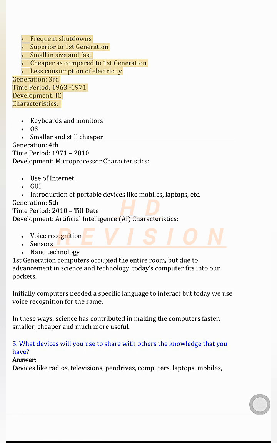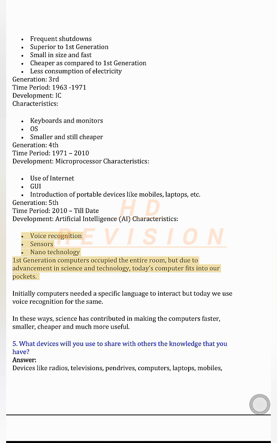1963–1971 development. IC characteristics. Keyboards and monitors OS smaller and still cheaper generation. Fourth time period, 1971–2010 development. Microprocessor characteristics. Use of Internet GUI, introduction of portable devices like mobiles, laptops, etc. Generation. Fifth time period, 2010 till date development. Artificial intelligence AI characteristics. Voice recognition sensors nanotechnology.